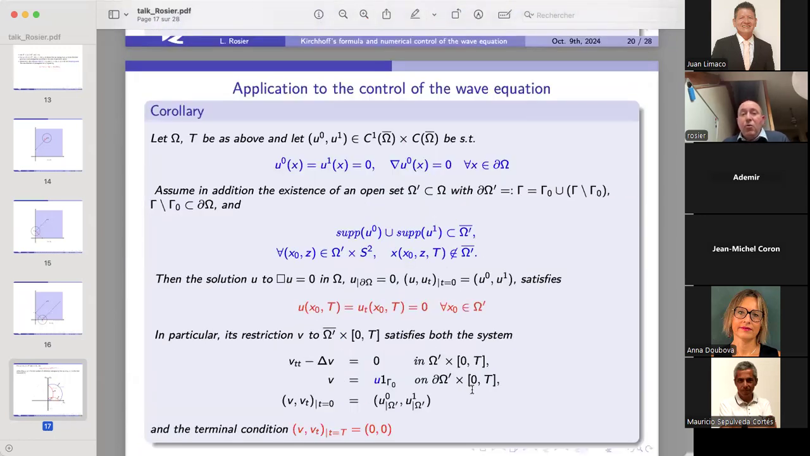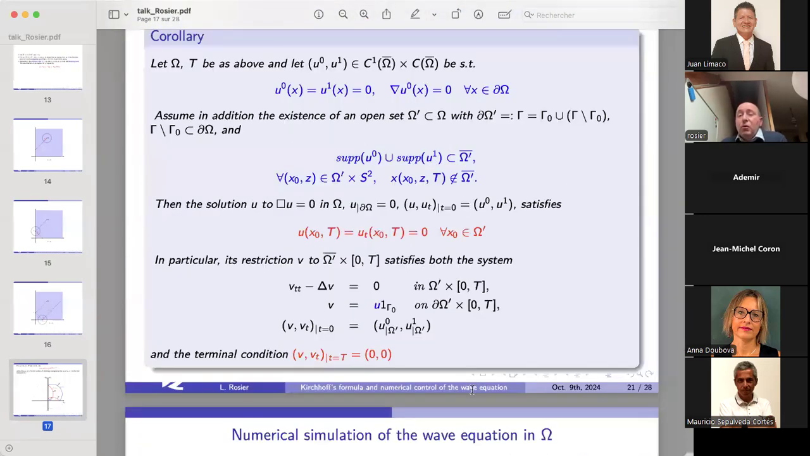And now, okay, we can apply it to the control problem. Of course, we will not recover this way the Bardos-Lebeau-Rauch result, but we will have some result which can be useful for numerics, and this is the goal, okay? So here we have two sets. Here I keep the same notation.